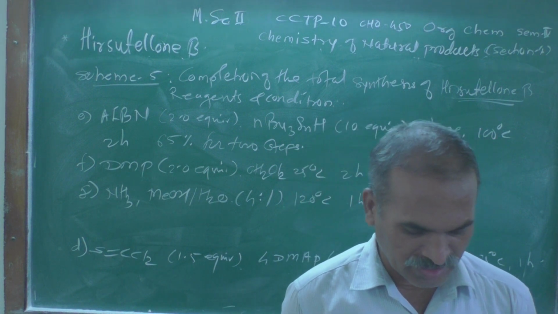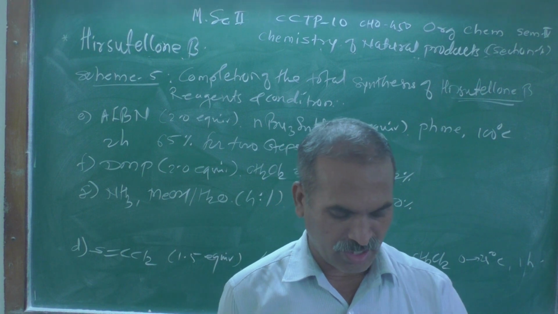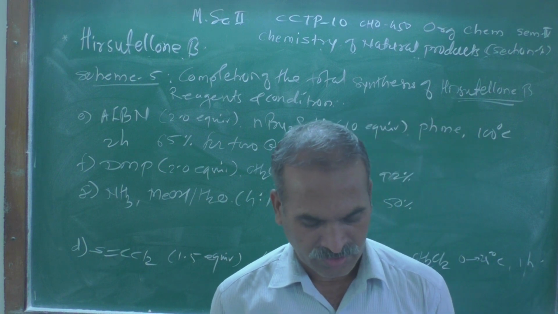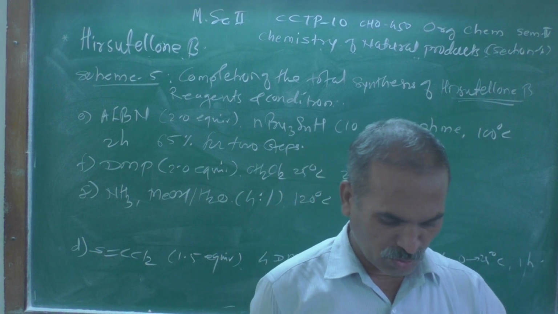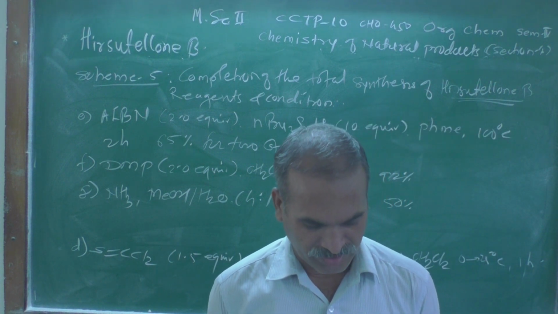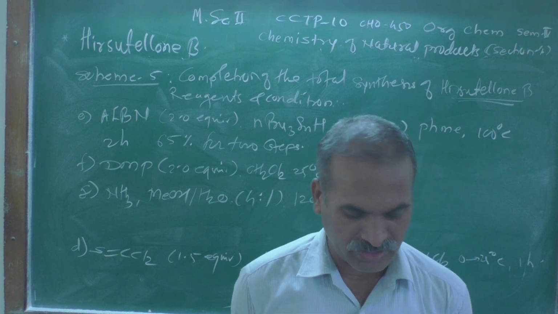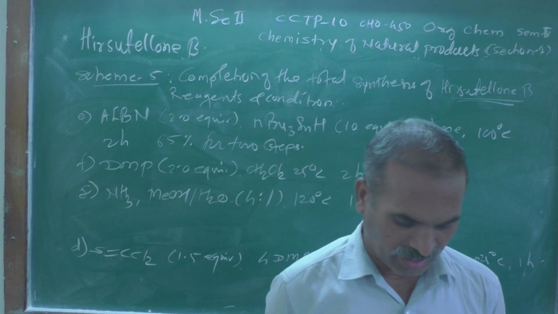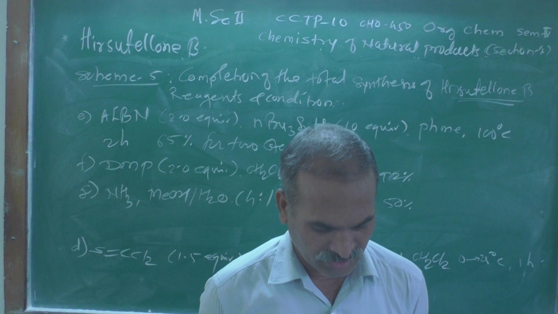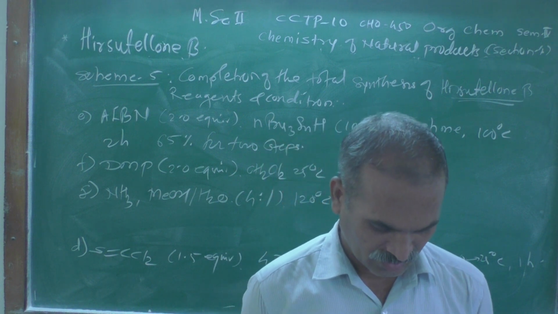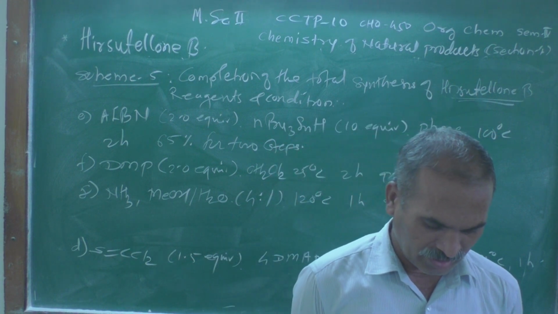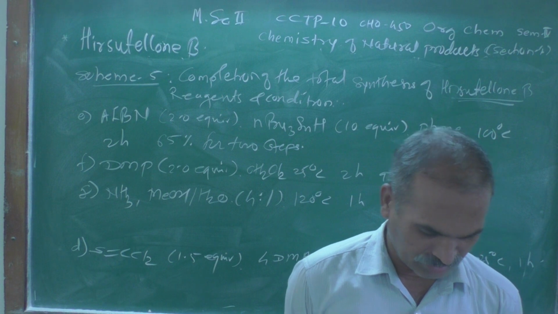The physical properties, H1 and carbon-13 NMR, MS data of synthetic hirsutolone B matched those reported for the natural material, and its optical rotation alpha, which is optical activity, one of the physical properties of an organic compound, was essentially identical to that of the natural substance, proving the absolute configuration of hirsutolone B as that shown in structure 1B.